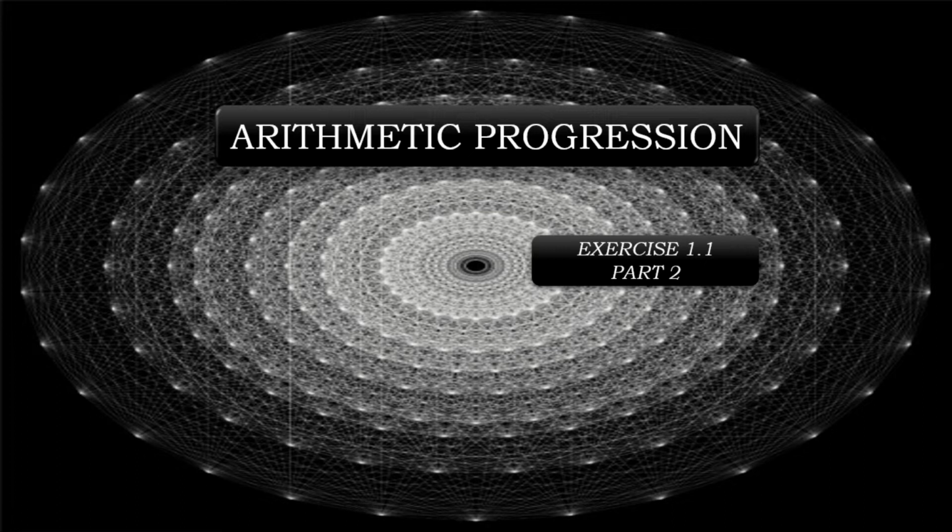In this video, I have covered the second and third questions completely of exercise 1.1. In that, we will be finding out the first 4 terms of an AP and also the first term and the common difference in the given sequence. So go through the entire video so that you can understand the concept clearly.